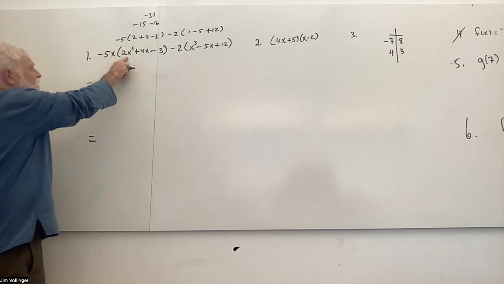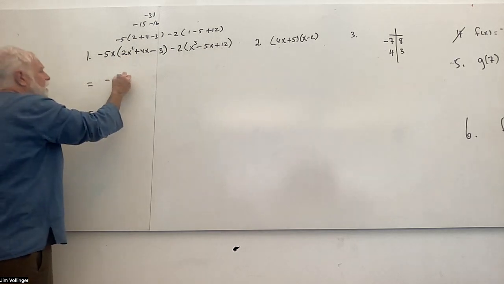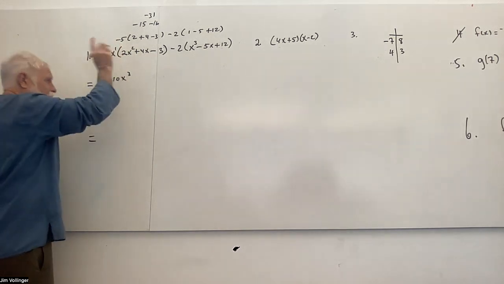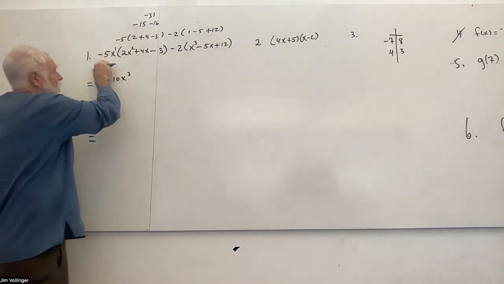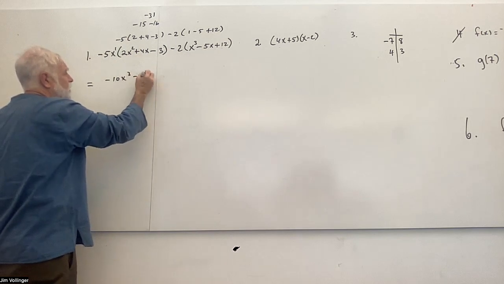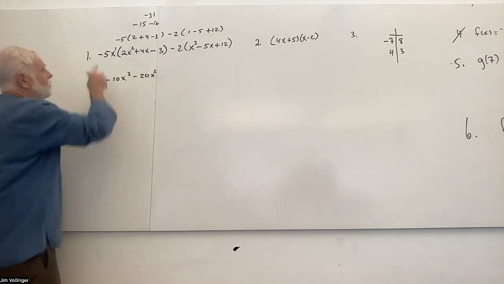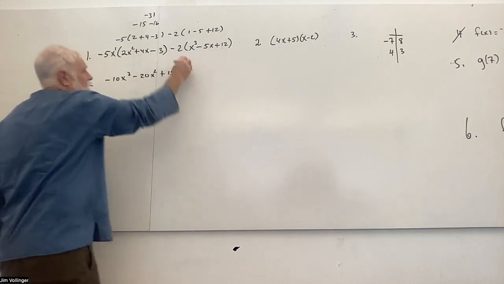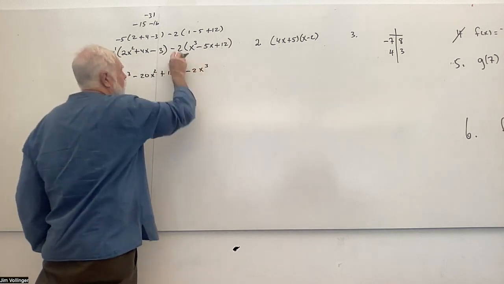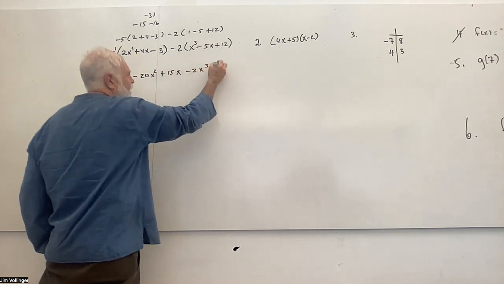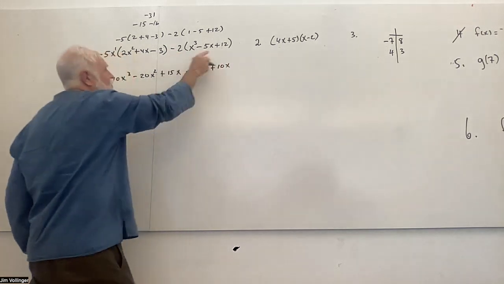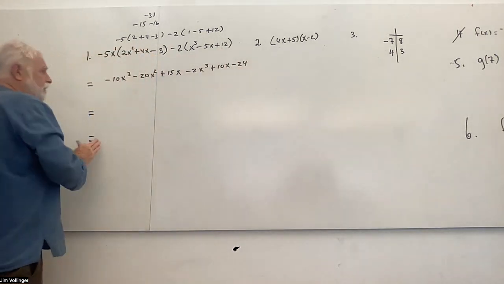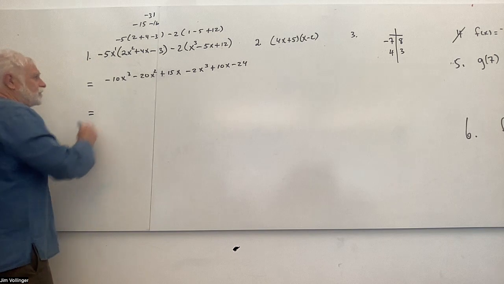So -5x times 2x squared is -10x cubed. Counting properly, right? 1 and 2 make 3. Three-dimensional picture. -5x times 4x is -20x squared. -5x times -3 is +15x. -2x cubed. -2 times -5 is +10x. -2 times 12 is -24. Let's put our like terms together, and I'm assuming that'll be our final answer.